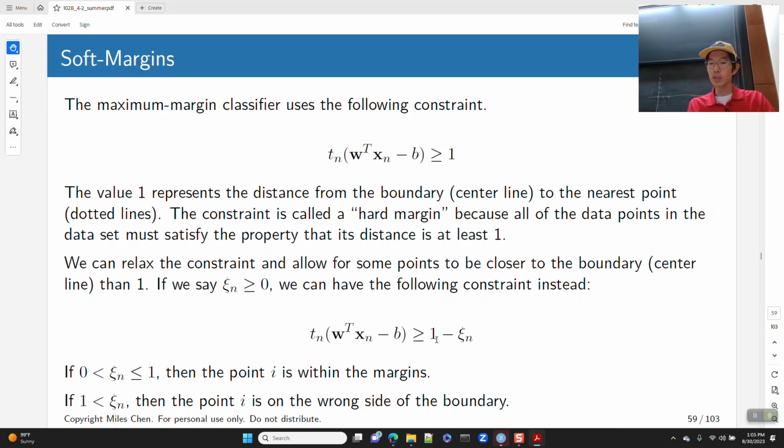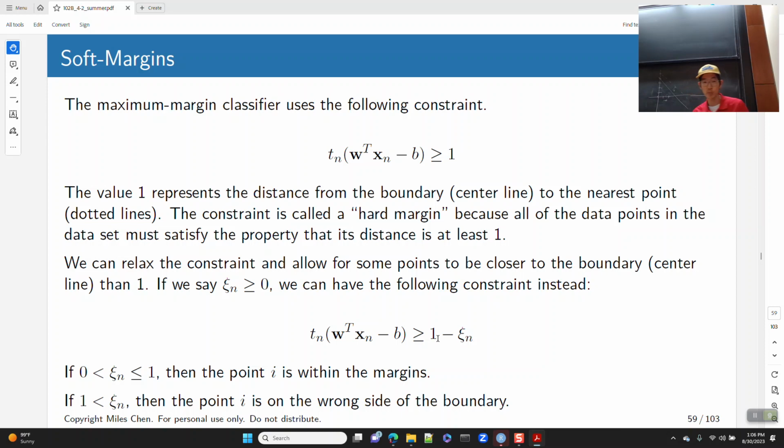It doesn't have to, when we do the sign times the border times x minus b, it doesn't have to be greater than 1 for every single point. Okay, some of the points can actually have this distance between the, okay, we said this was 1. Some points can actually be inside the margin. Okay, we're going to allow for that. And some points can actually be on the wrong side. We can actually have a plus on the wrong side there.